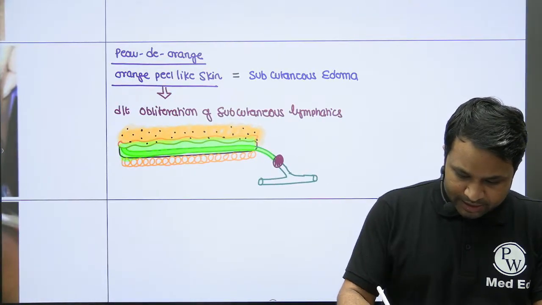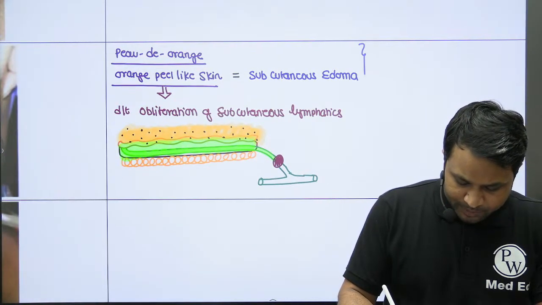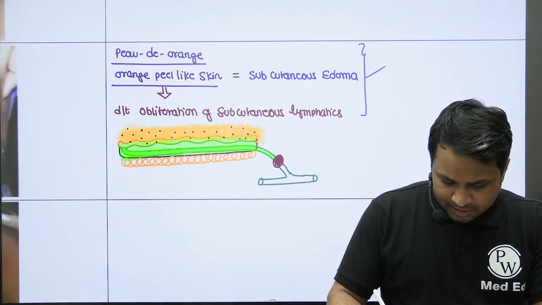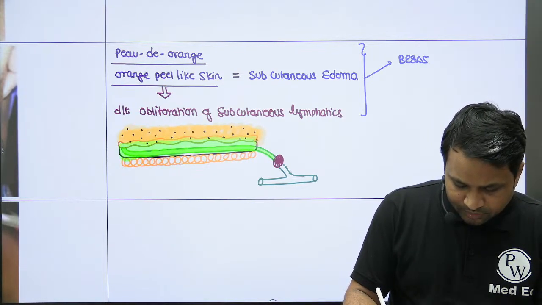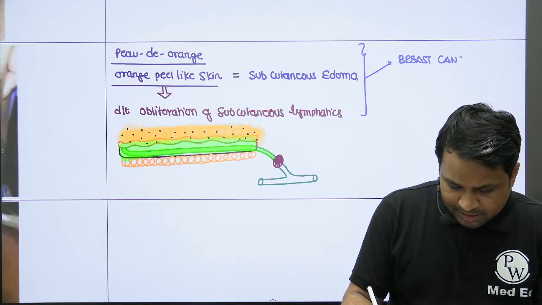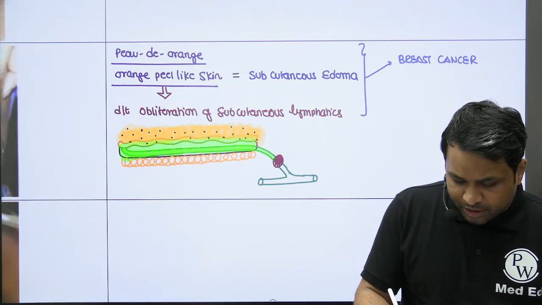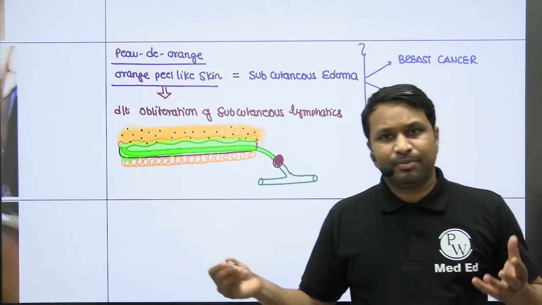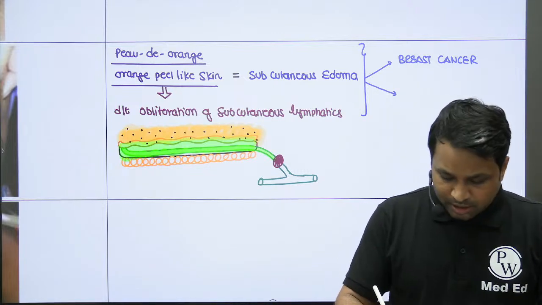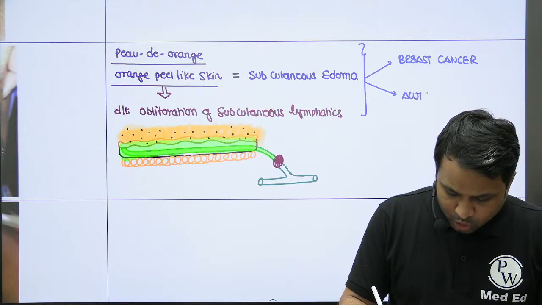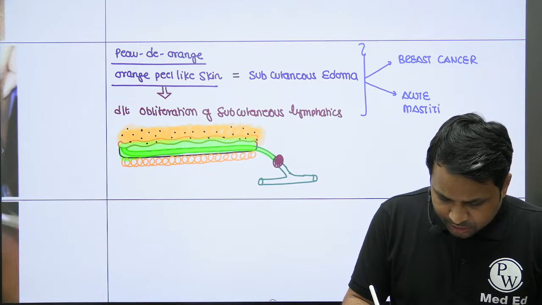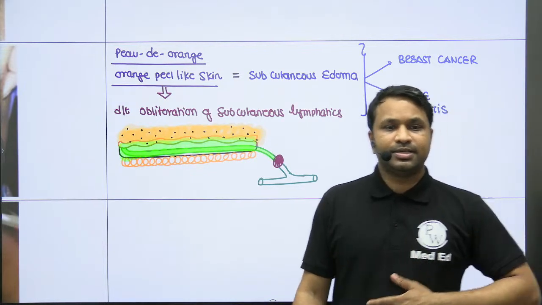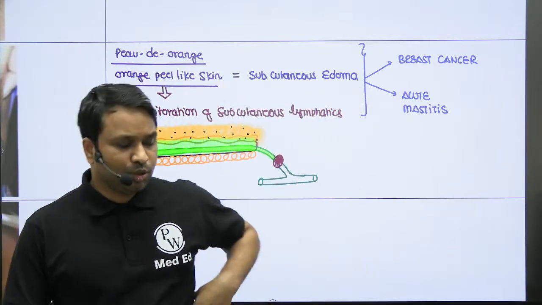So if you look at the entire representation, peau d'orange can be seen in breast cancer, or in inflammation you have tuberculoid tumor. Tumor edema, again you will have an orange peel-like appearance. So here it is seen in acute mastitis. Right, so it is seen in breast cancer as well as in acute mastitis.